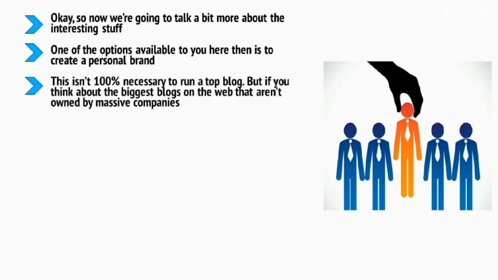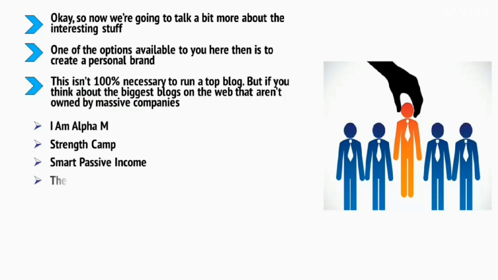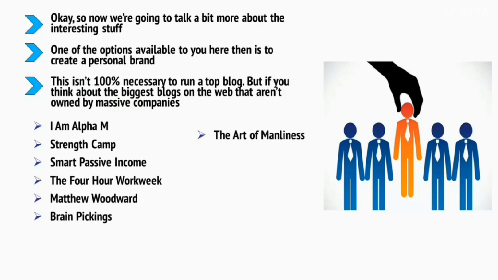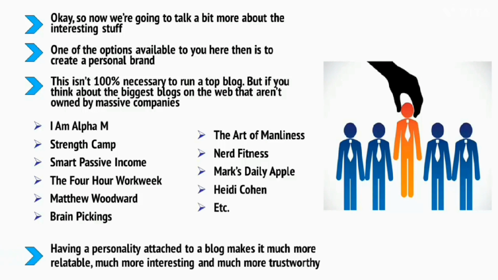This isn't 100% necessary to run a top blog. But if you think about the biggest blogs on the web that aren't owned by massive companies, then you'll realize that the personality of the owner is often front and center. I Am Alpha M, Strength Camp, Smart Passive Income, The 4-Hour Workweek, Matthew Woodward, Brain Pickings, The Art of Manliness, Nerd Fitness, Mark's Daily Apple, Heidi Cohen, etc.